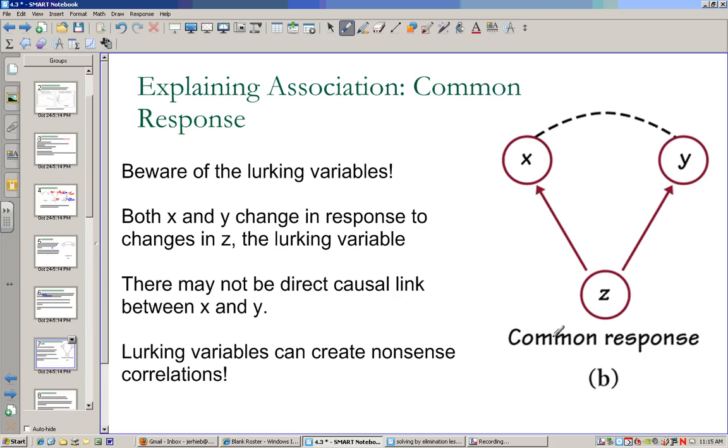Now, this is the common response. We have to beware of these lurking variables that both affect the x and the y. Before we say one thing causes another, we have to think about all the other things that could be lurking out there.